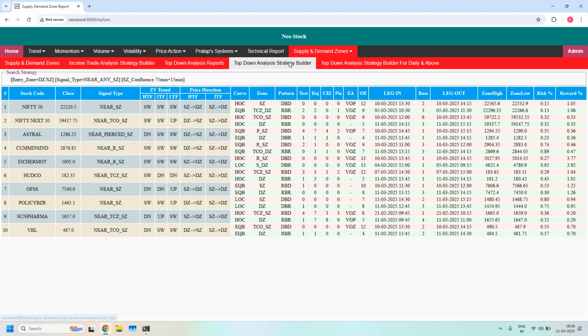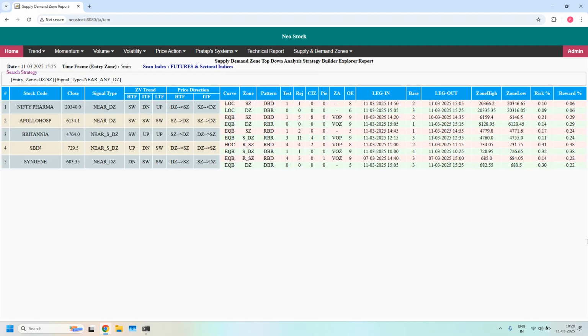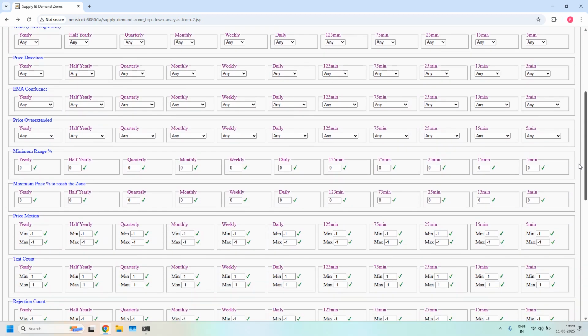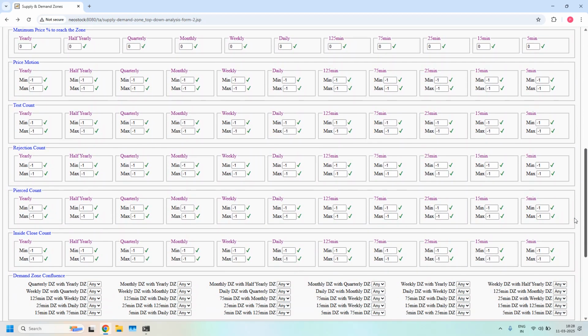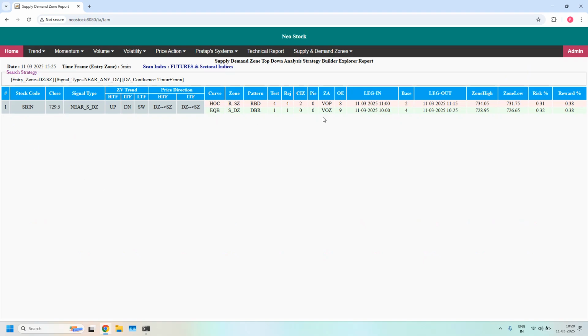The next time frame is 5 minutes. Stocks near 5 minutes demand zone. We got 5 stocks. Let's verify out of these 5 how many are having ITF demand zone confluence. That is 5 minutes demand zone with 15 minutes demand zone confluence. We got only 1 stock. Okay, next.